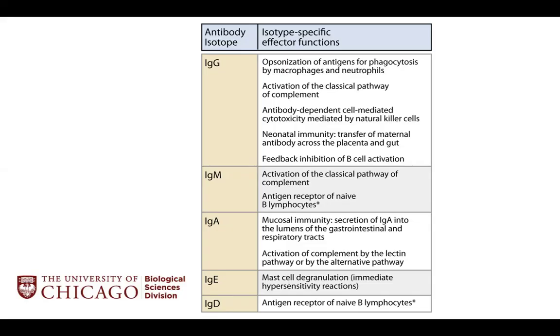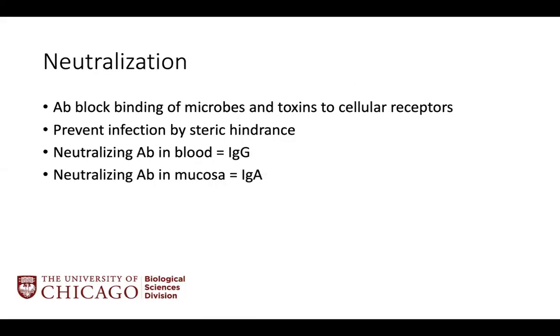IgG is the isotype that gets transferred from mom across the placenta and gut. IgM also activates complement, and it is the antigen receptor on naive B cells, like we talked about last week. IgA is essential in mucosal immunity. It's secreted both across the entire GI tract and respiratory tract, and it can activate complement by the lectin or alternative pathway. And then IgE is essential for mast cell degranulation and plays a role in immediate hypersensitivity.